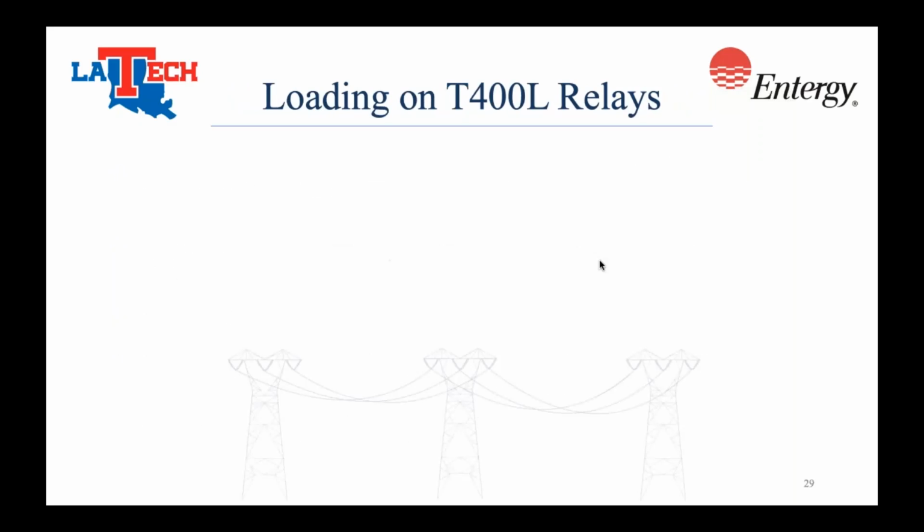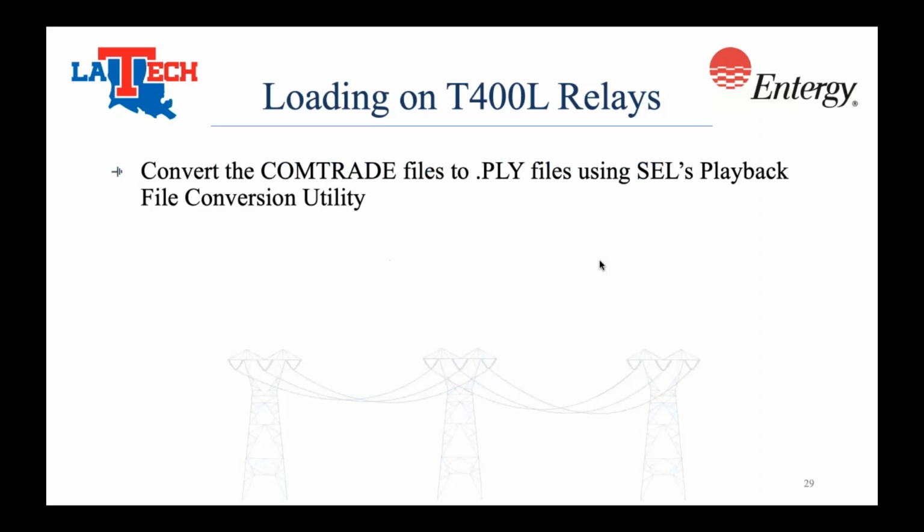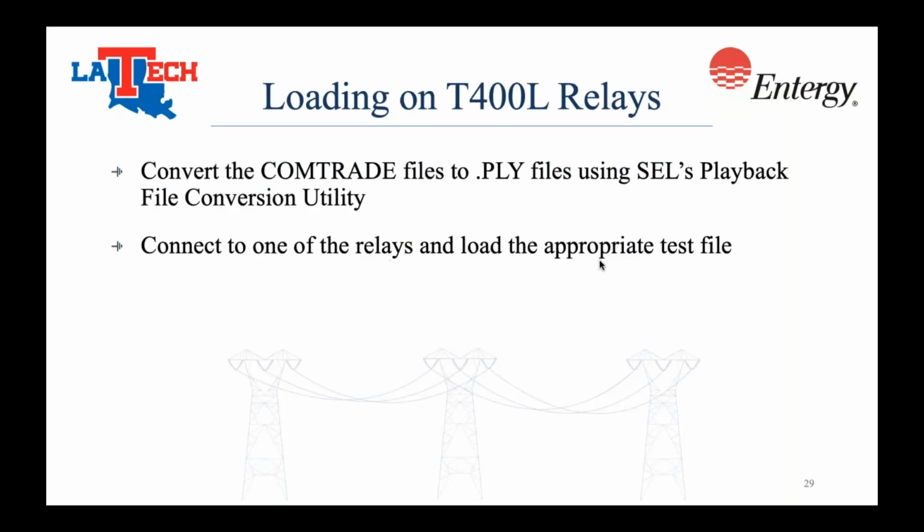Once the Comtrade files have been generated, it is a relatively straightforward process to load the files on the actual relays. First, the files need to be converted to playback files in SEL's Playback File Conversion utility. This program is used not only to convert the files to another format, but the analog anti-aliasing filter is applied here. Next, open SEL's Accelerator program to connect to a relay and open the playback dashboard.